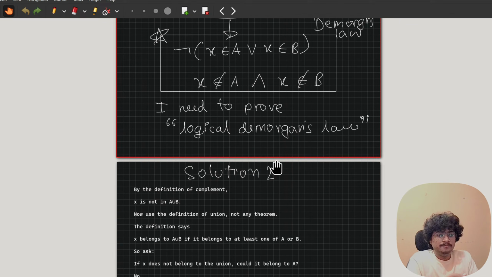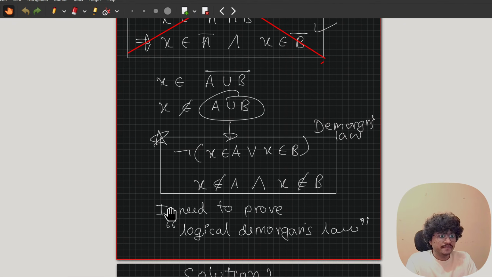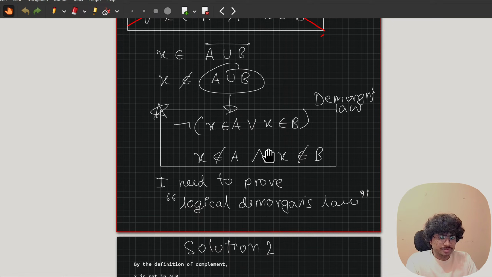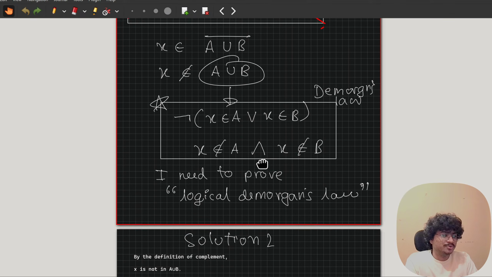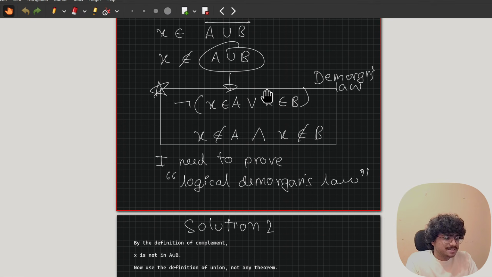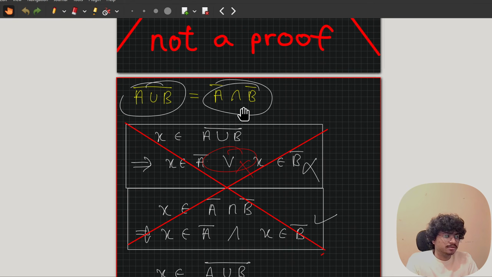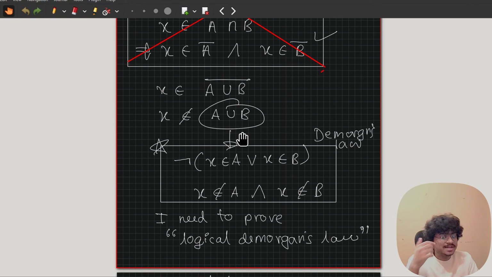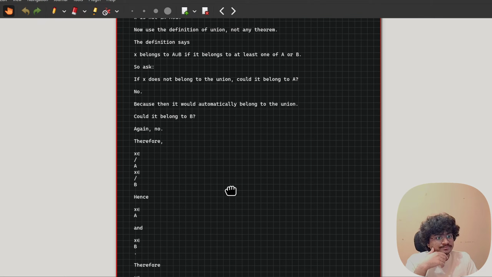You can just make tables of logical gates and prove the formula. After you prove logical De Morgan's law, you can use it with this, as you see in this box. I put a not over this and flip the sign in between. So basically, by the application of De Morgan's law, and via this statement, we can eventually prove the set theory De Morgan's law. So that was a very interesting thing I found.